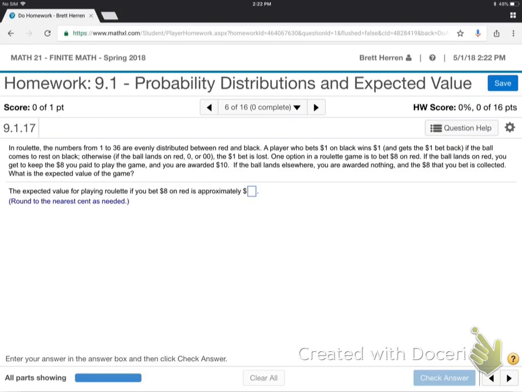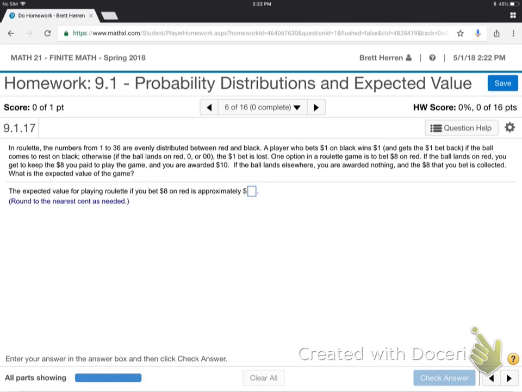In roulette, the numbers from 1 to 36 are evenly distributed between red and black. A player whose bet is $1 on black wins 1, gets 1 back, if the ball comes up black. Otherwise the ball ends in red, 0, or double 0, and the $1 bet is lost. One option in roulette is to bet $8 on red. If the ball ends in red, you can keep the 8, and you are awarded 10.